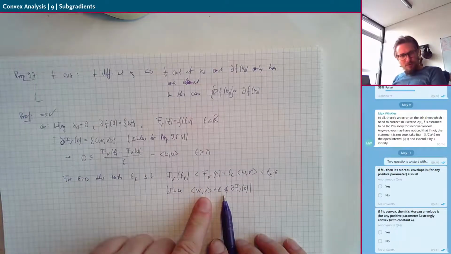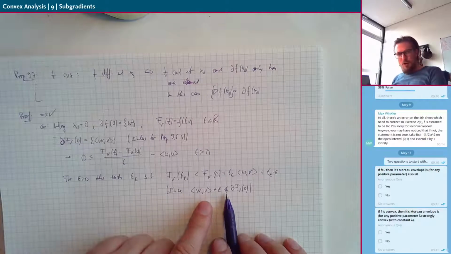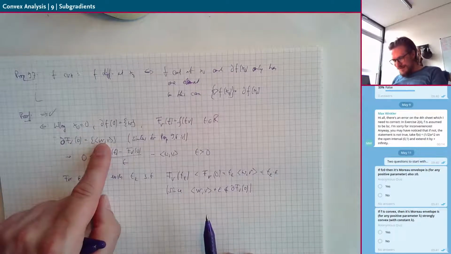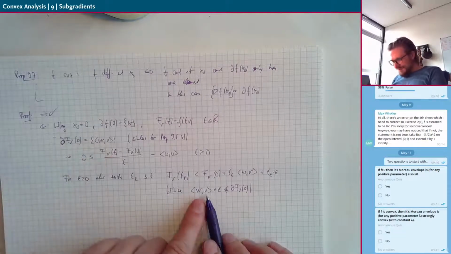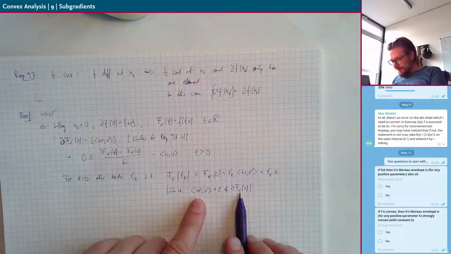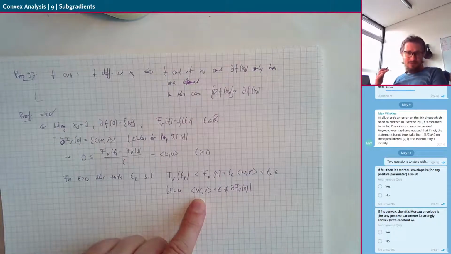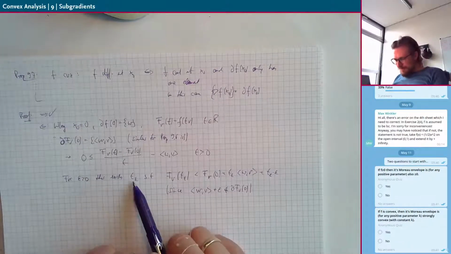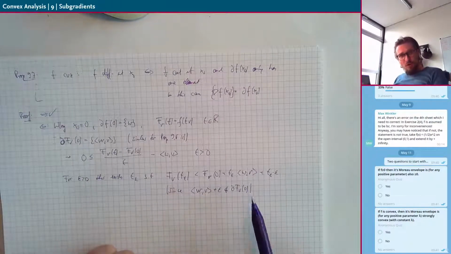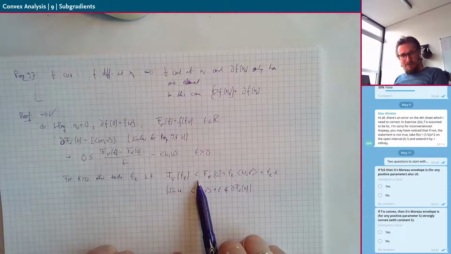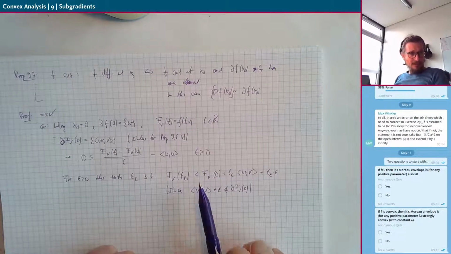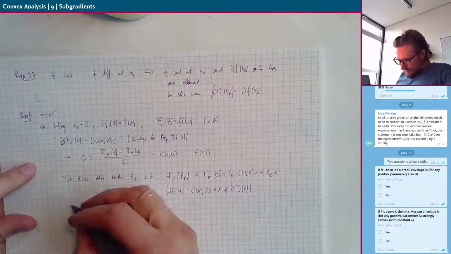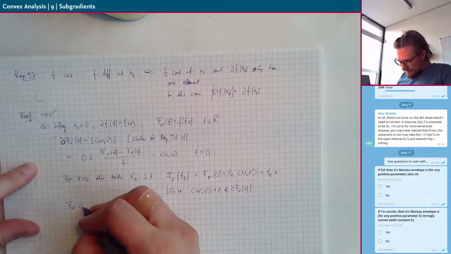Okay, so this is an important step where we use that the subgradient only contains exactly this one element. So if you just add epsilon to it, it's not a subgradient anymore, which means that the subgradient inequality cannot always hold. So there has to be some t epsilon for which this is not fulfilled, and this means the inequality goes in the wrong direction, like this here.